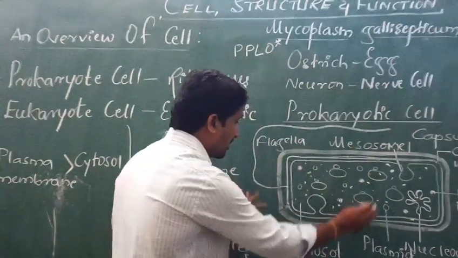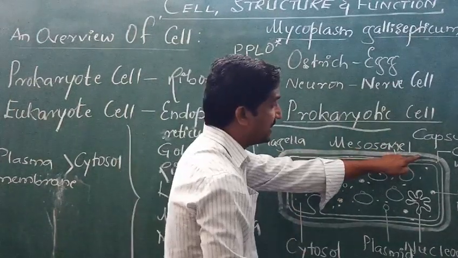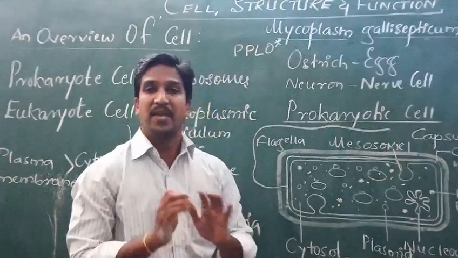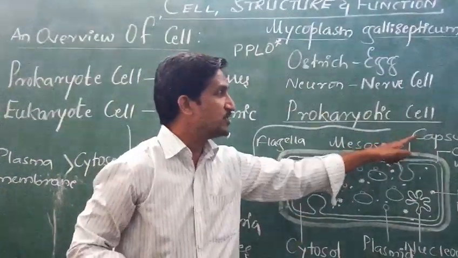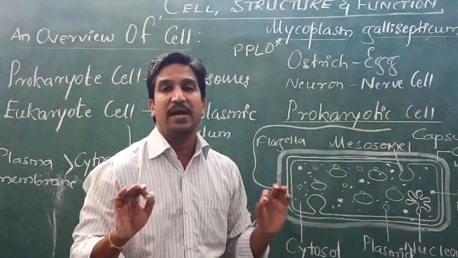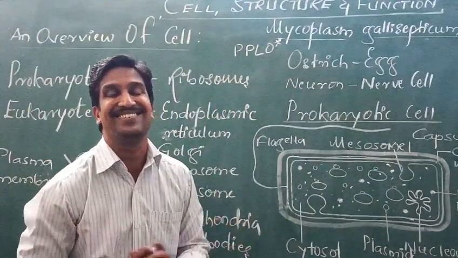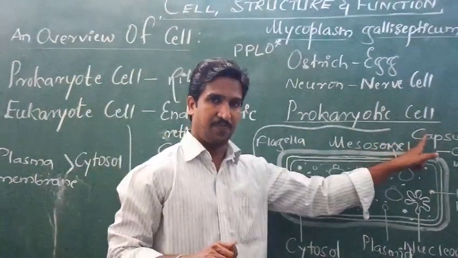And these all are covered with the help of a membrane called a capsule. This capsule may be present, may not be present. If this capsule is present, then the bacteria are called virulent. Virulent means they cause disease. Disease-causing organisms only contain a capsule.